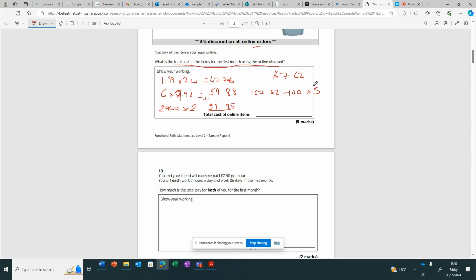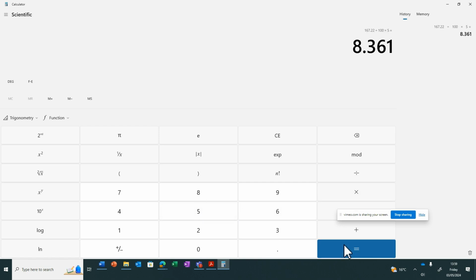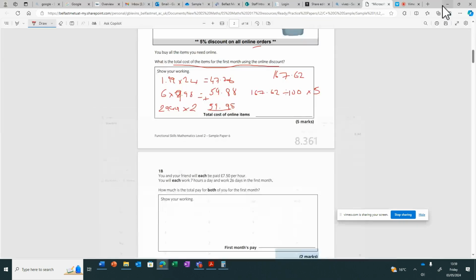So we get a calculator and do that now. So it's 167.62 divided by 100, times by 5 gives you 8.361. Well, our money stops there, so it's £8.36.